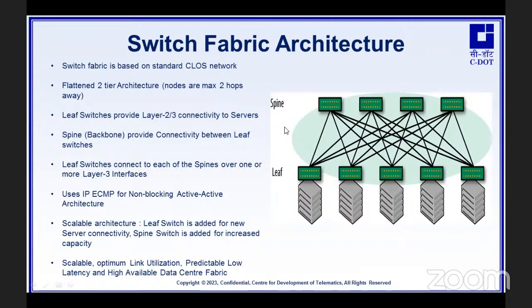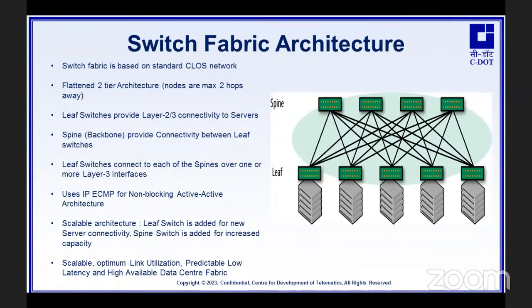Leaf switches provide layer 2-3 connectivity to servers. All the servers that are connected to the leaves belong to particular VLANs. So layer 2 because of the VLANs, and layer 3 because we have assigned particular IPs to these VLANs for inter-VLAN networking. So we provide both layer 2 and layer 3 connectivity. Spine provides connectivity between leaf switches. For leaf 1 to communicate with leaf 2, it can only traverse via spine. There is no direct link between these two leaves.